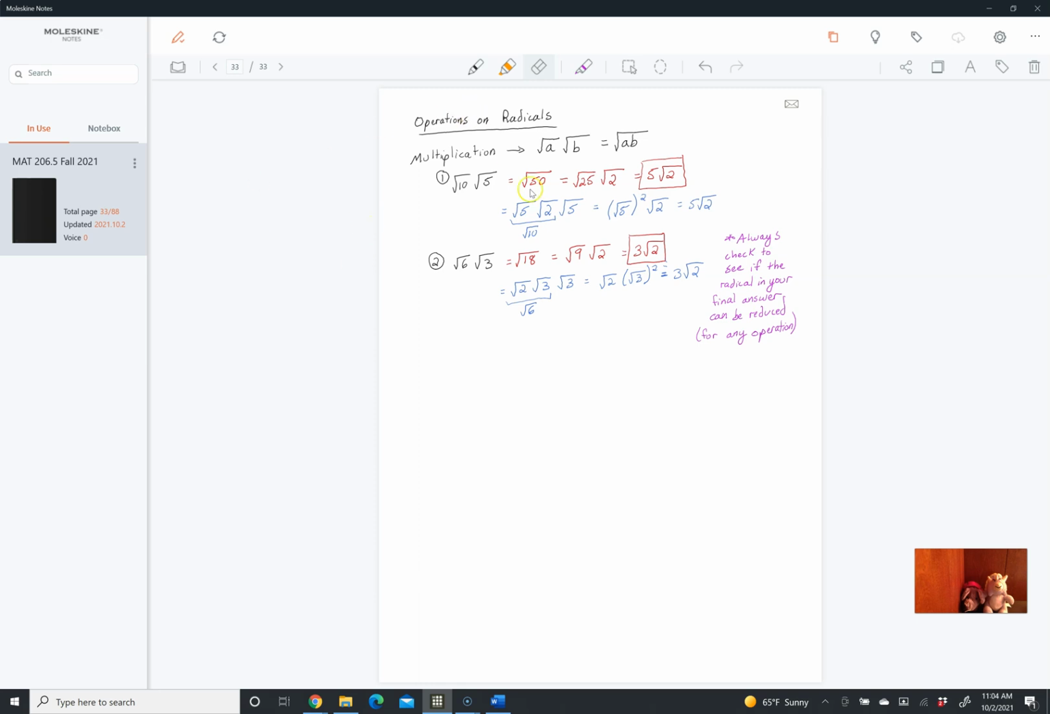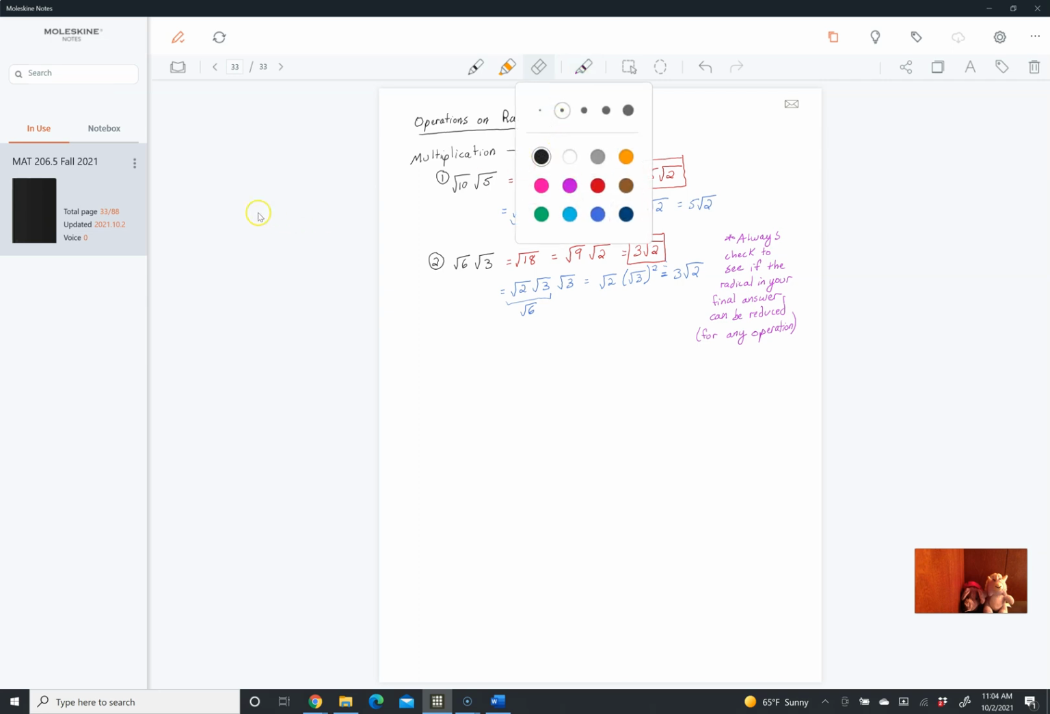Okay, and we did that here because we said, okay, well, we get square root of 50, but that's not a final answer because it's not reduced. We have a perfect square that's a factor. Same thing with square root of 18. We have a perfect square that's a factor. And if you're having trouble reducing, go back to the previous video.